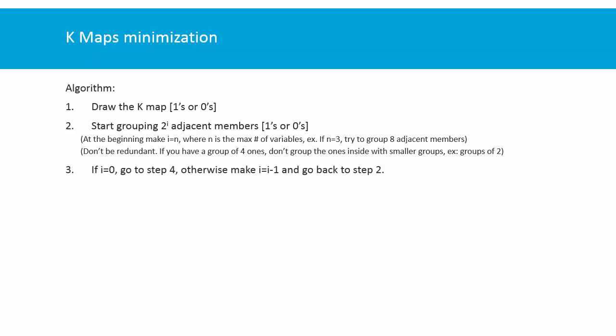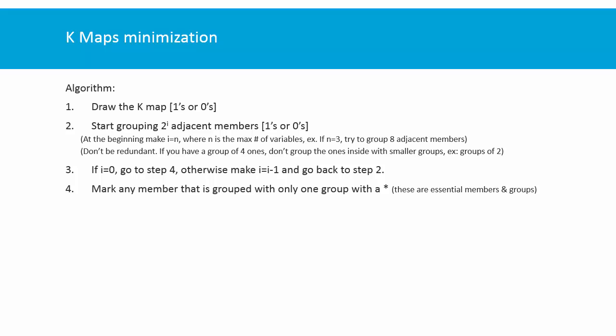So the third step in the algorithm is: if I is equal to 0, then you're going to proceed to step 4. Otherwise, you're going to make I equal to I minus 1, and you're going to go back to step 2. So for example, if we had a 3-variable function, we're going to try to group 8 adjacent members. In the next step, 3 would become 2. Since we go back to step 2, we're going to try to group 2 to the power of 2, which is 4 adjacent members. And we repeat until I is equal to 0.